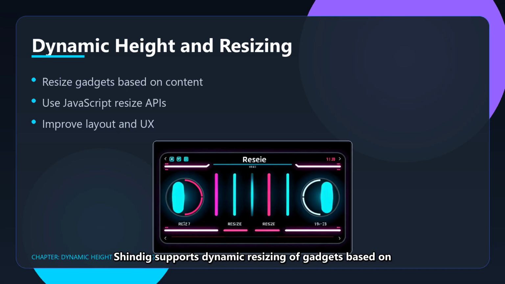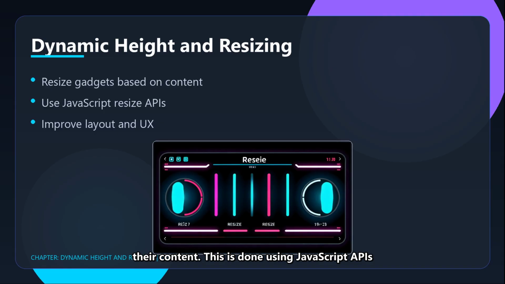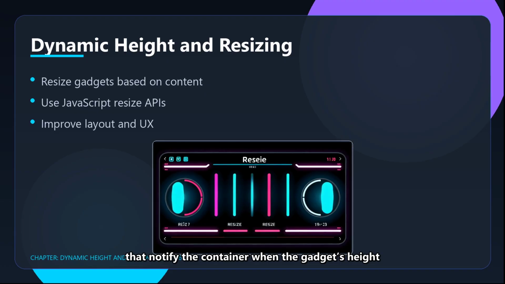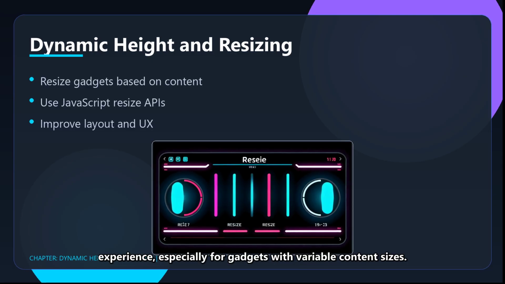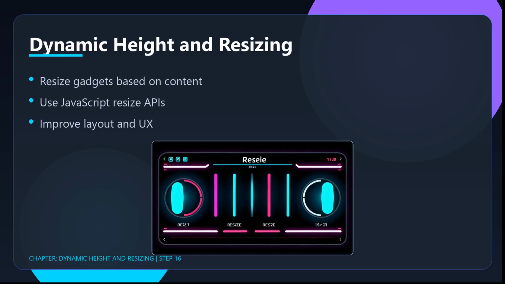Shindig supports dynamic resizing of gadgets based on their content. This is done using JavaScript APIs that notify the container when the gadget's height changes. This feature improves layout flexibility and user experience, especially for gadgets with variable content sizes.